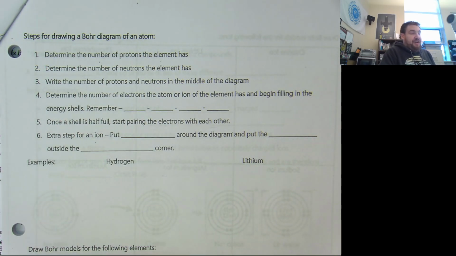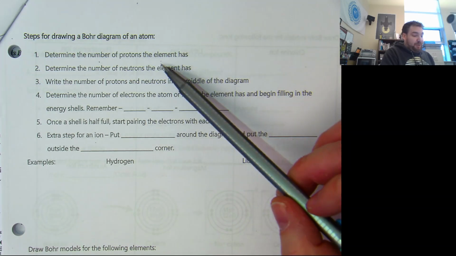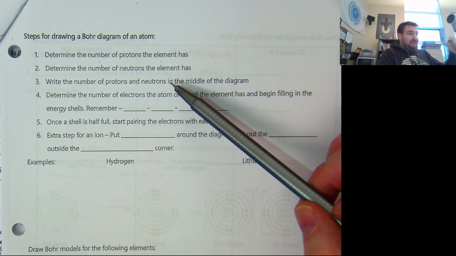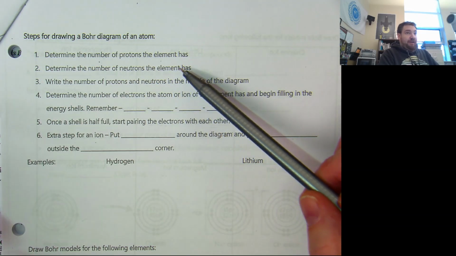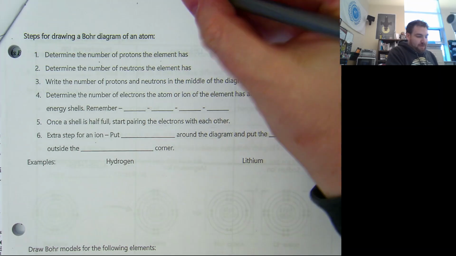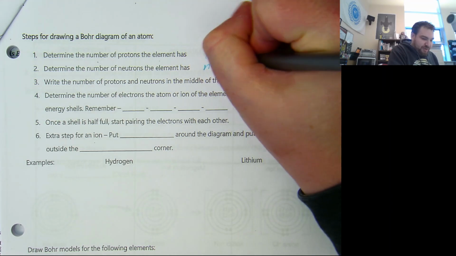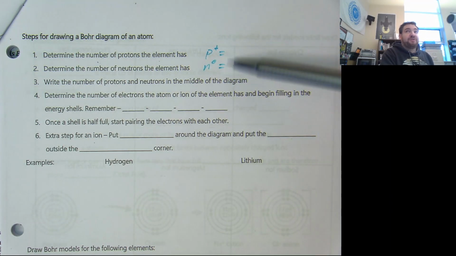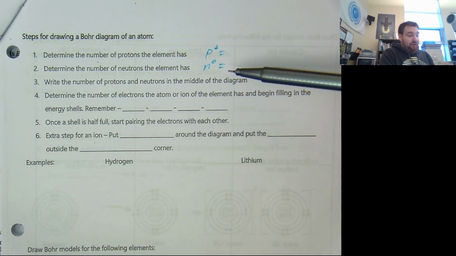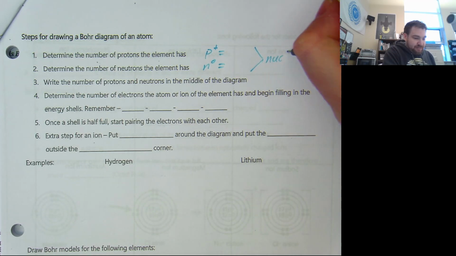So steps for drawing a Bohr diagram. This is what I want to see when you guys draw me Bohr diagrams. When you're drawing a Bohr diagram for an atom, I want to see the protons and the neutrons labeled at the center of your Bohr diagram. So I know every science teacher is different. Perhaps your science teacher last year didn't care about that. I want to see it. So you're going to find how many protons you have. You're going to find how many neutrons you have. And that's going to represent the nucleus of the atom. It's going to go at the center of your diagram. Together, this is going to make up the nucleus.